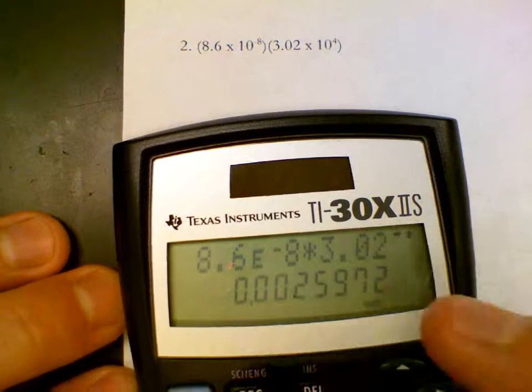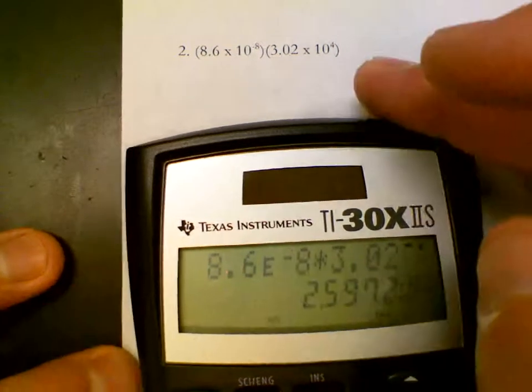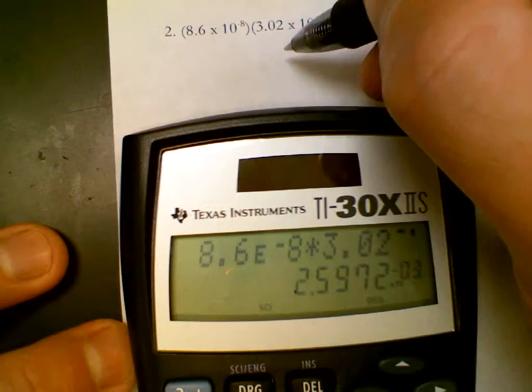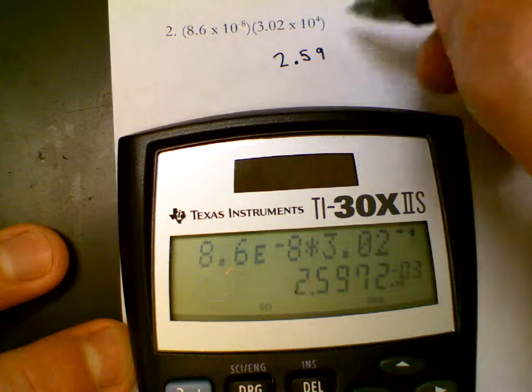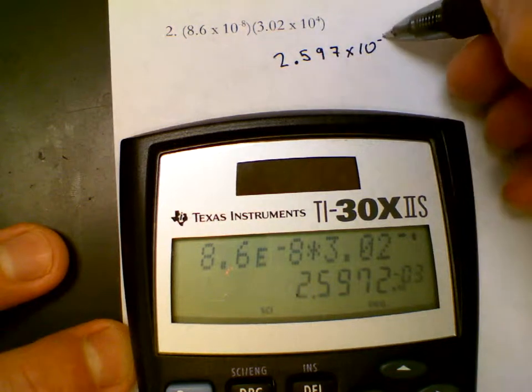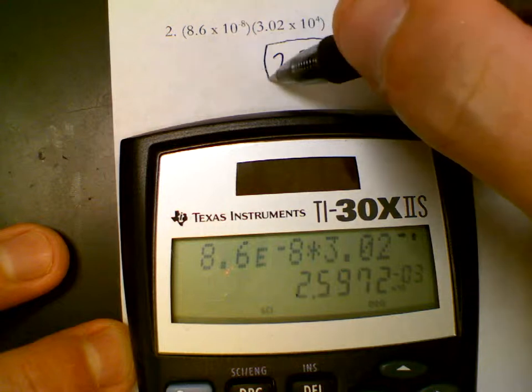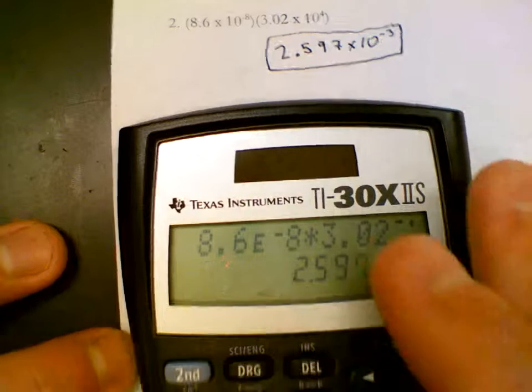And there's my number. Again, I can convert this by using the power of my calculator. So I'll write down 2.597 times 10 to the -3rd. Again, following the pattern of keeping 3 place values past the decimal point.